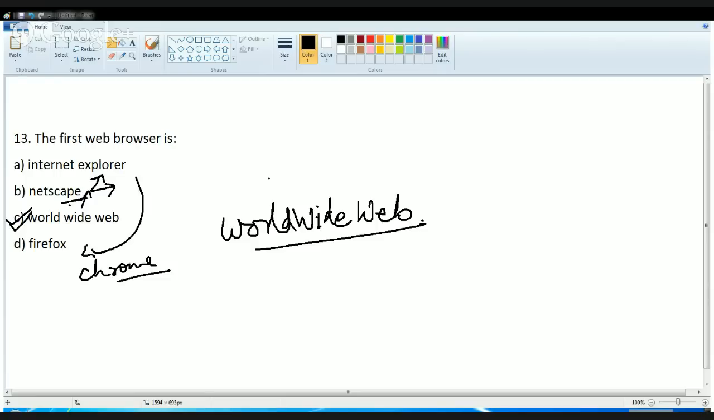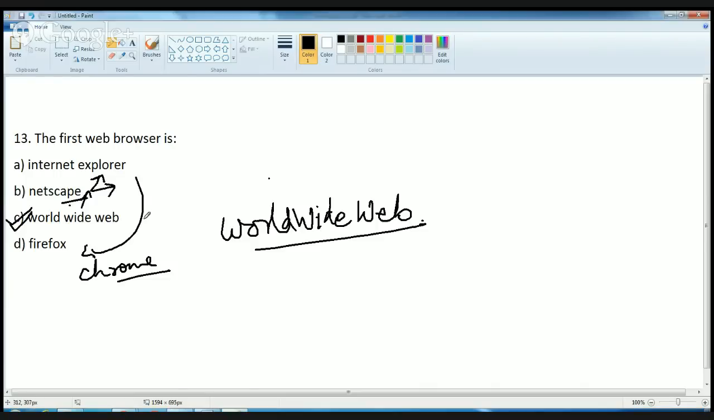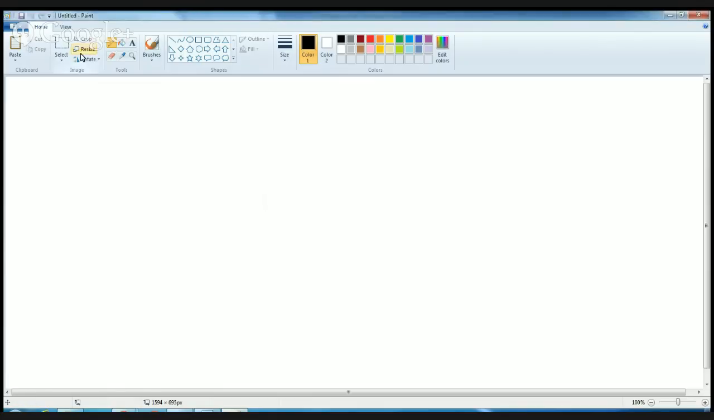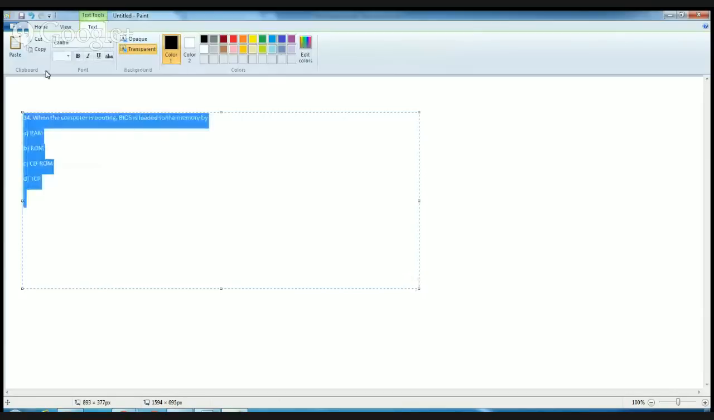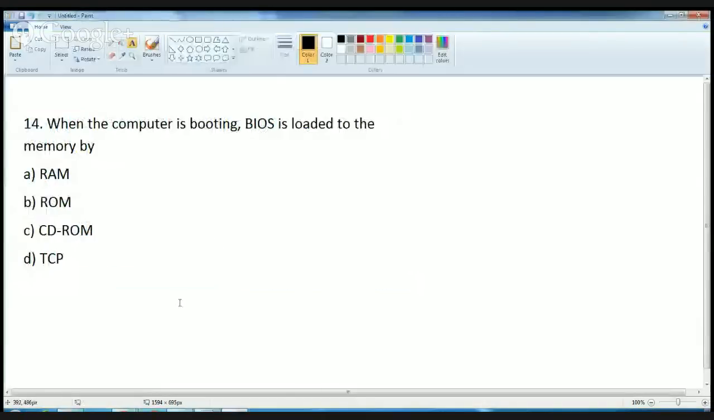Now the next question is a direct question. Whenever you boot a computer, what happens? What is booting? Booting means starting any device. So when we start a device, what activates is the BIOS, that is basic input output system, and it is loaded to the memory. How it is loaded to the memory is by ROM, or the read-only memory. CD-ROM is the device where you put in your CDs to play the CD. That is the CD-ROM, the CD drive.